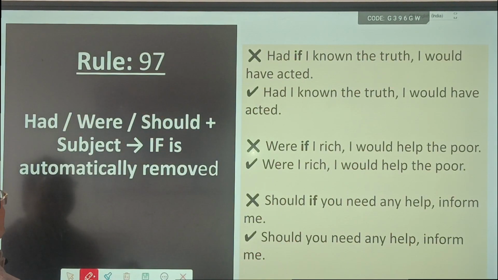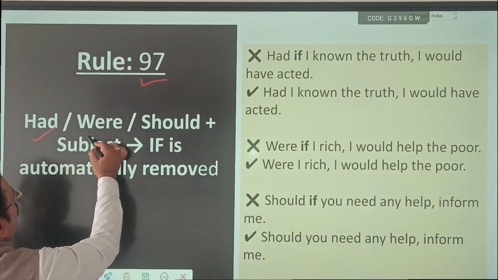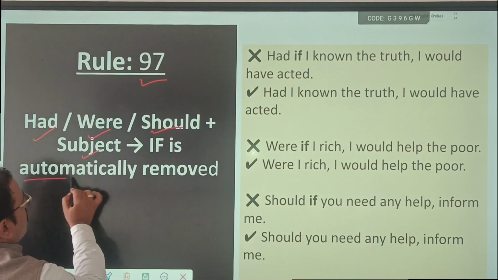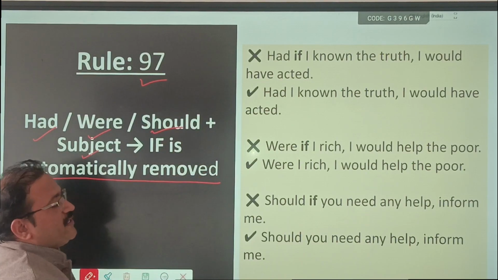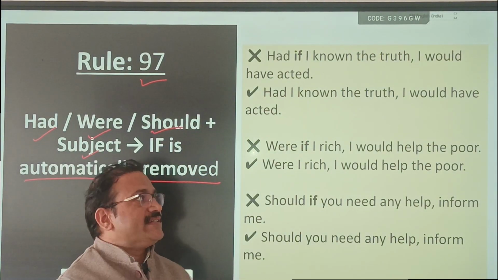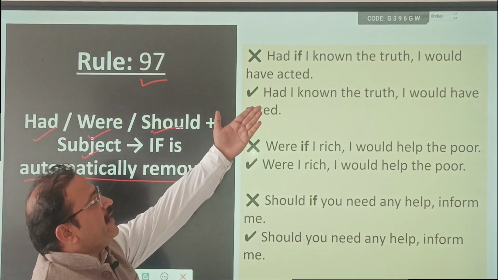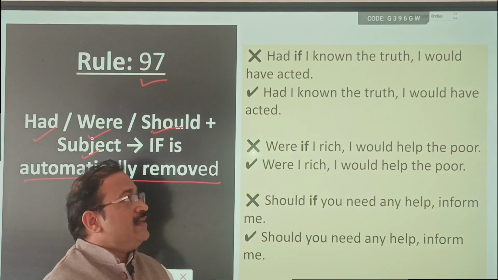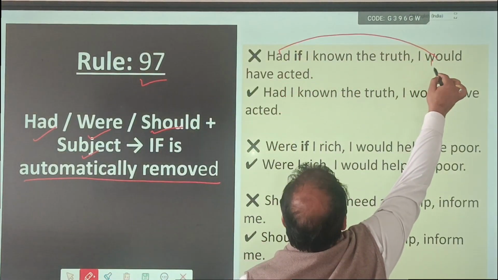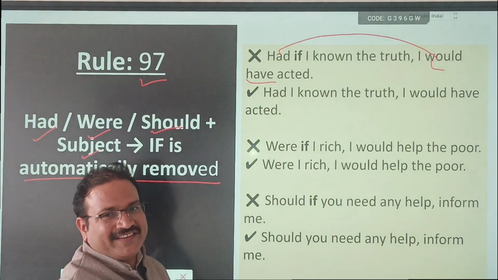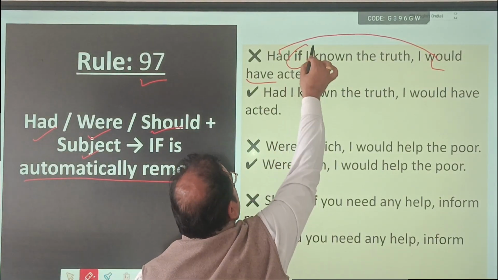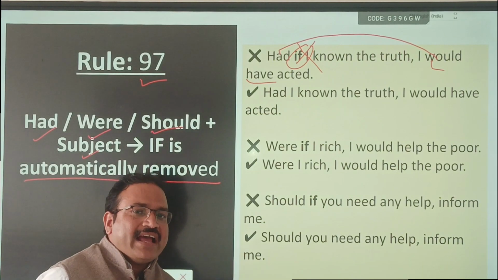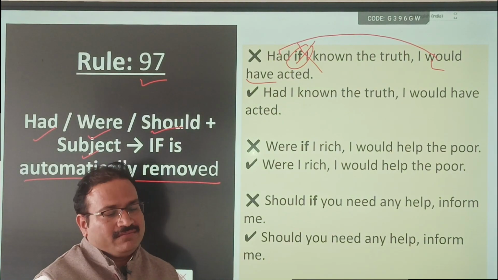This is rule number 97. Had, where, should plus subject: if is automatically removed. All these are conditional sentences. Example: "If had I known the truth, I would have acted." So had is followed by would have. This is correct, but if is wrong. Had itself is conditional, so why is if required? Not required.